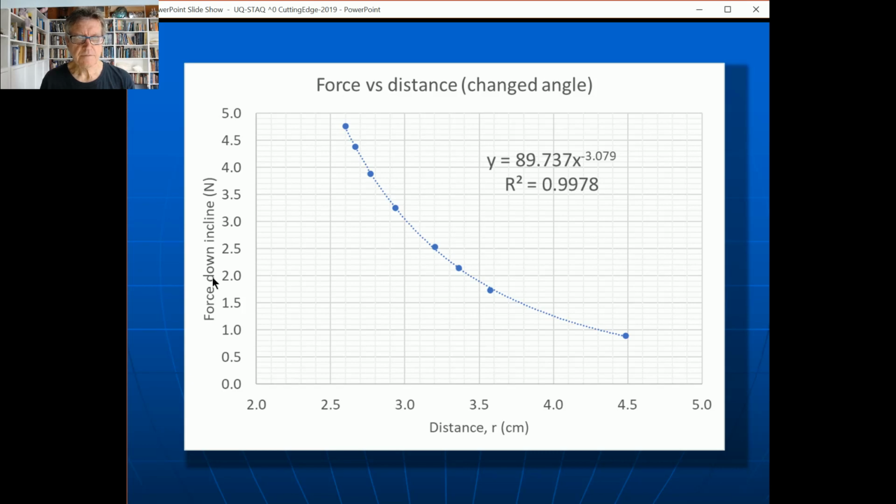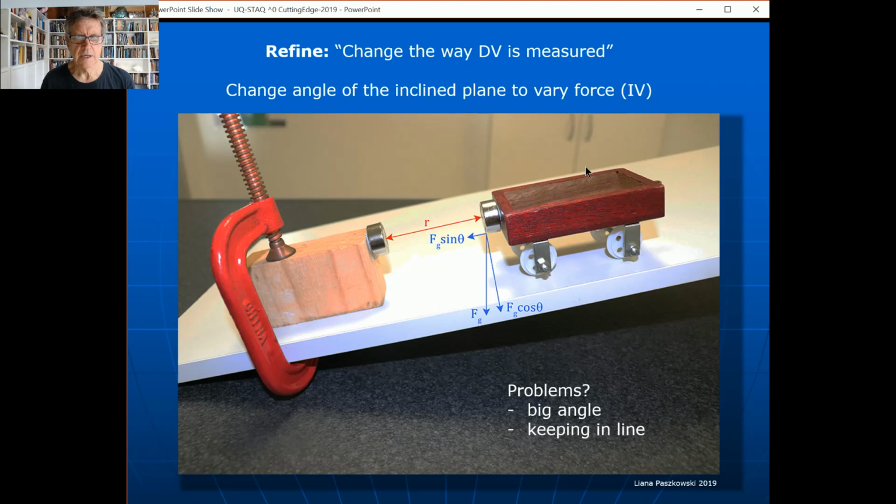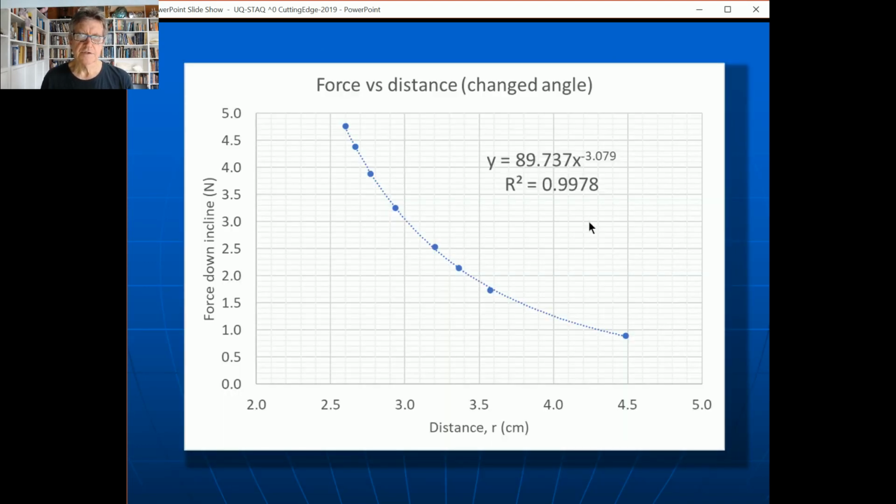Now she needed to know the mass of the trolley. I'll just go back one. She would have weighed or got the mass of this trolley to calculate the Fg, which is just mg. Now what you'll notice is she's got an inverse cubed relationship for that, and a lovely R² value, so that looked pretty good. Now that was a simple one to do.